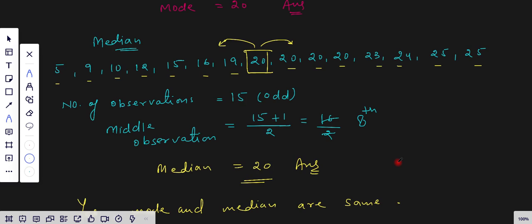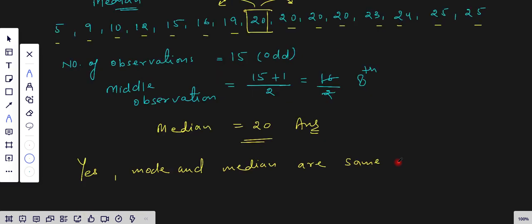So for getting the middle observation, I did 15 plus 1 divided by 2. This is 16 divided by 2, which is the eighth observation, and the value in the eighth position is 20. So the median of this data is 20. In this way you have calculated mode and median, and as a conclusion you said yes, mode and median are the same in this question. Note it down first, then I'll explain the next question.